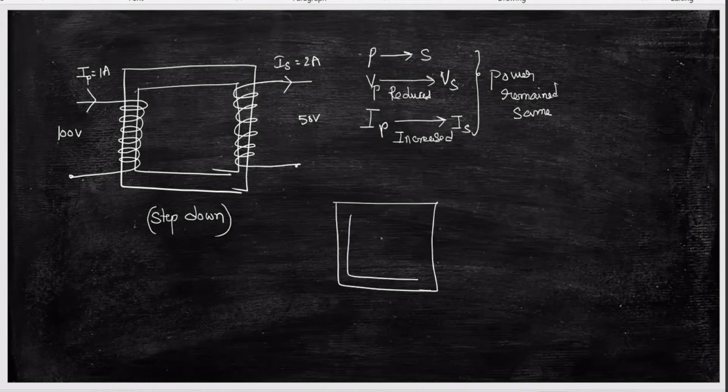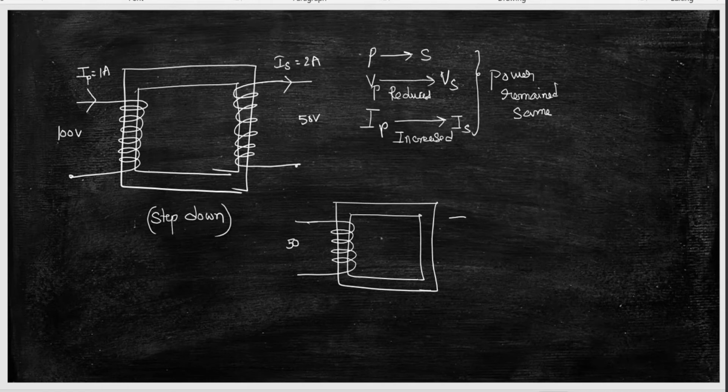If I want to call it a step up transformer, the primary side should have the lower voltage. Suppose this is 50 volts and this is 100 volts. Then I can call it a step up transformer. So there are two types of transformers: one is step up and another is step down.